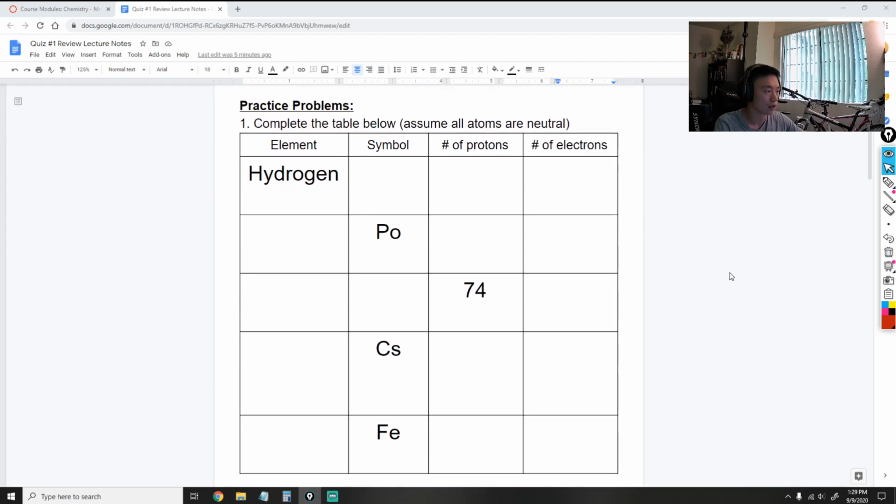Okay, so the first thing we're going to do is we're going to complete this table right here. I want you guys to be very careful though, whenever you're taking a quiz or doing an assignment, you want to make sure you read all the directions. So here it says complete the table below. And then it says assume all the atoms are neutral. Okay, that word neutral, it means that there's no electric charge.